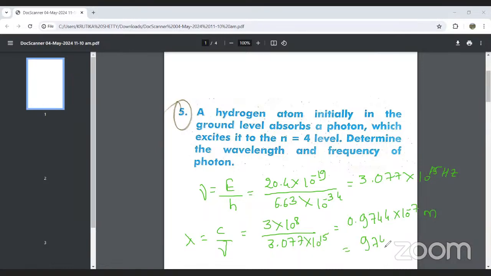If I shift the decimal, I can write in angstrom also. It is 974.4 angstrom. Yes, correct. Okay. Copy down the wavelength and the frequency value. We will go for the next question.